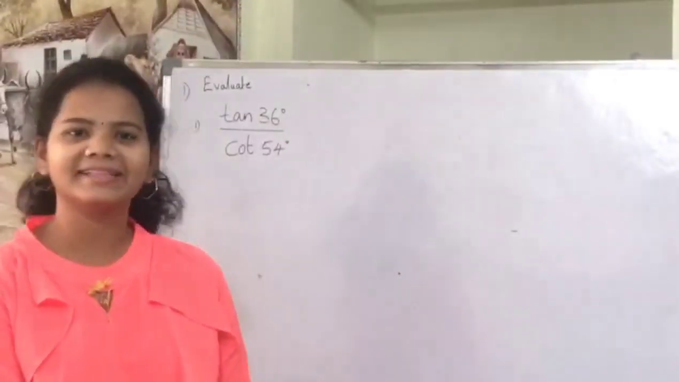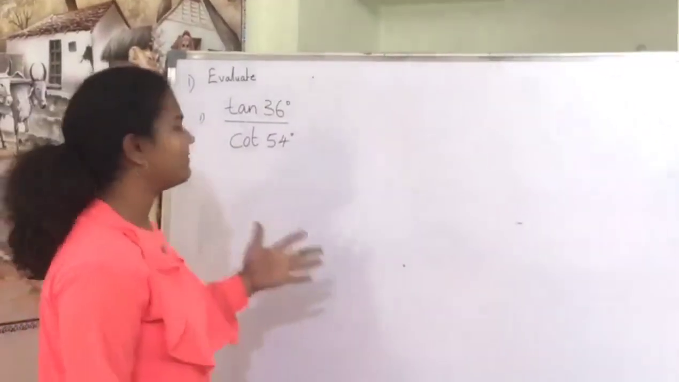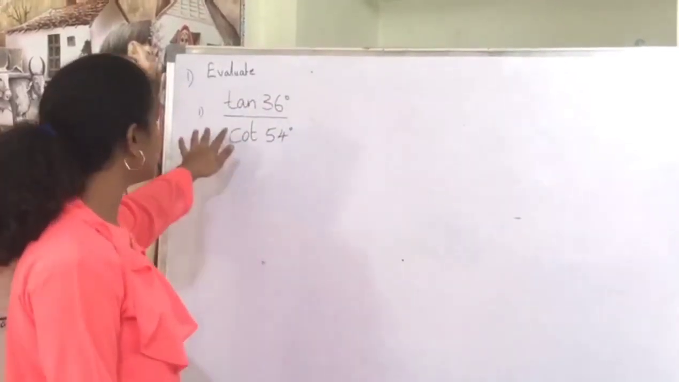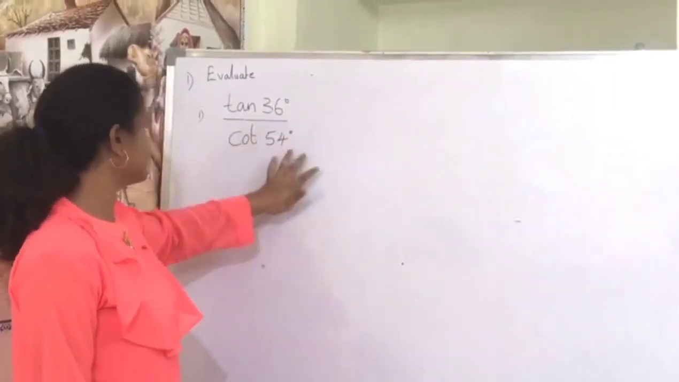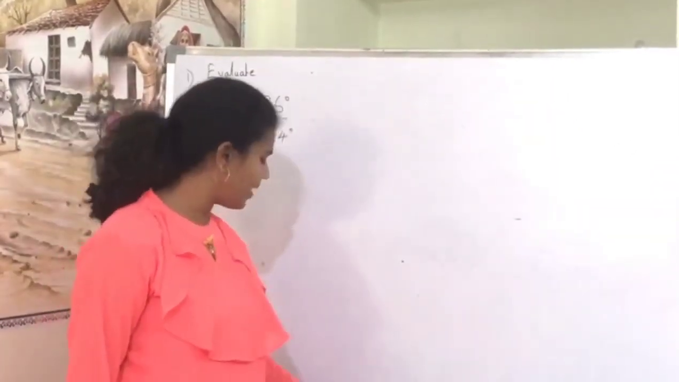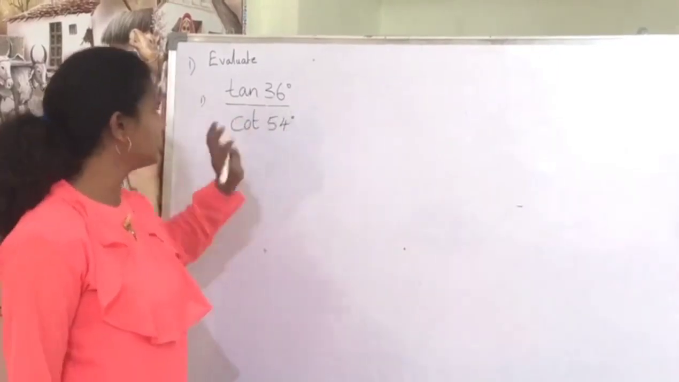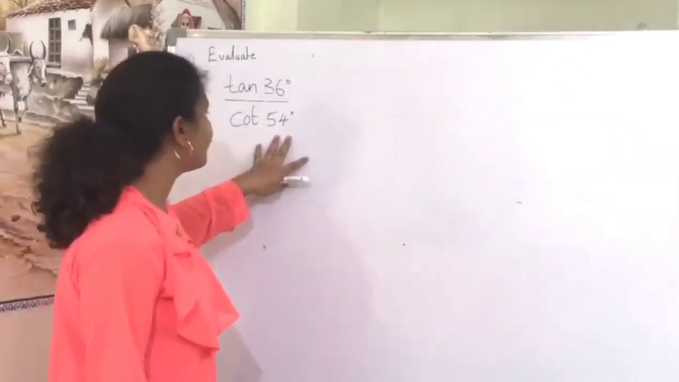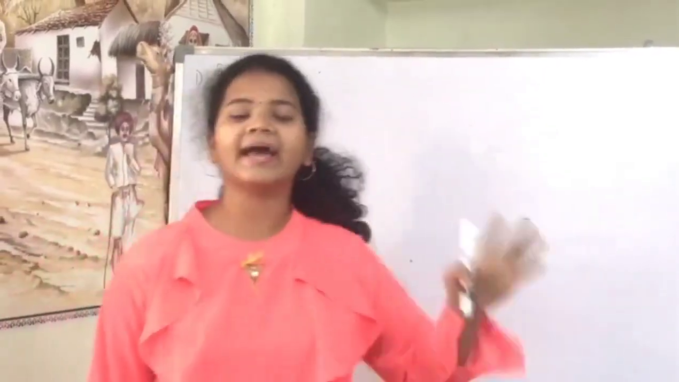With class 10 maths, trigonometry exercise 11.3. We have to evaluate the following. The first one is tan 36 degree by cot 54 degree. If you look over here, 36 degree plus 54 degree gives 90 degree. By this we can solve this sum by using complementary angles.